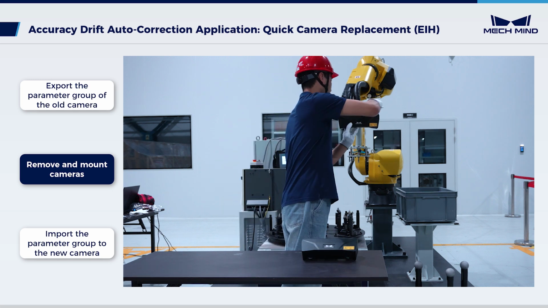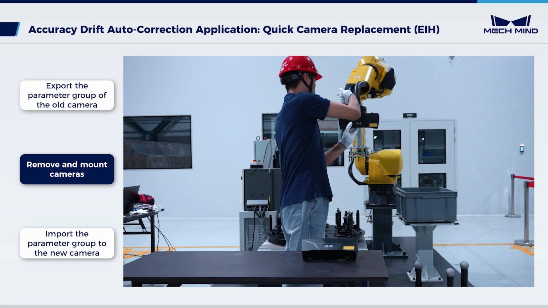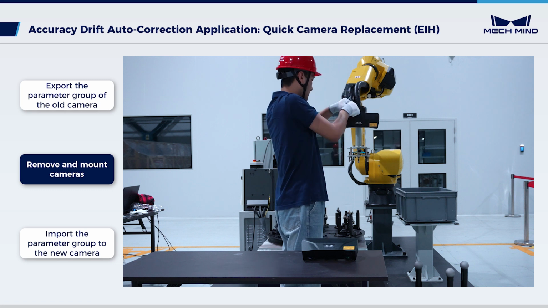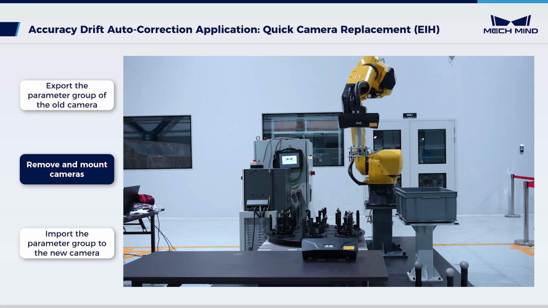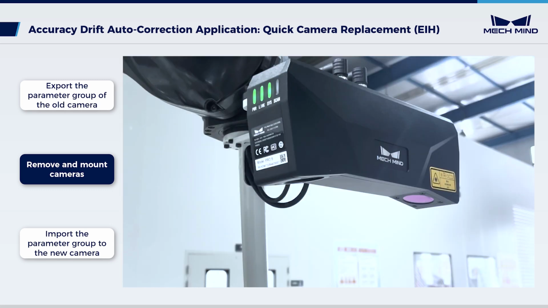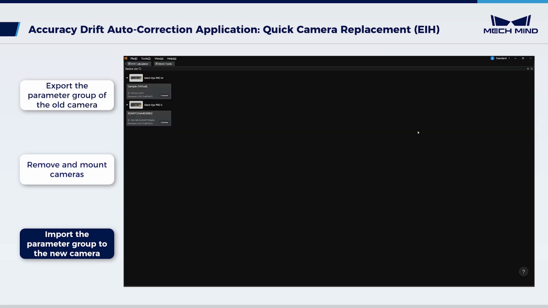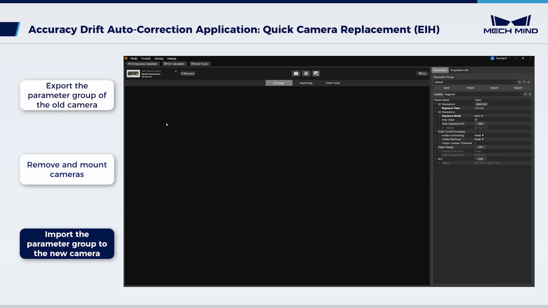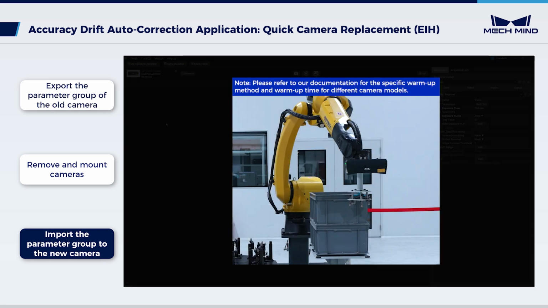Securely mount the new camera. Once mounted, turn on the power. Ensure that all indicator lights show normal status. Next, return to Mech-Eye Viewer. Connect to the new camera. After this, warm up the camera to prevent changes to the intrinsic parameters due to temperature fluctuations during data acquisition.